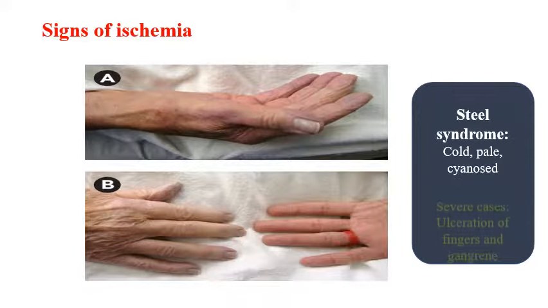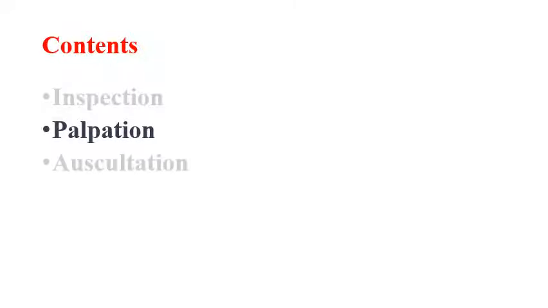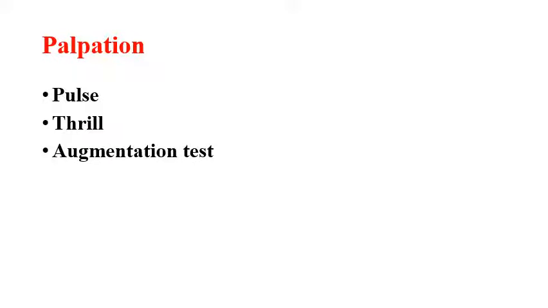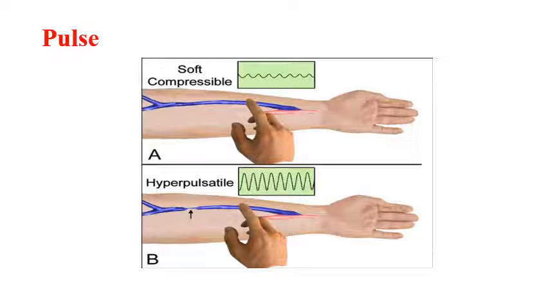After the inspection, we will have to do the palpation and auscultation. For the palpation, we have to palpate for the pulse, see if there is a thrill or not, and do the augmentation test for the patient. These are the items of palpation. First, to palpate the pulse, you have to use your finger. You can palpate the pulse over the AV fistula and the vein using the palmar surface of your finger.